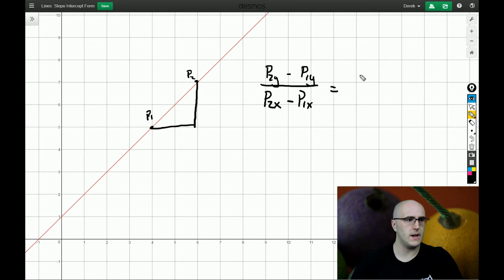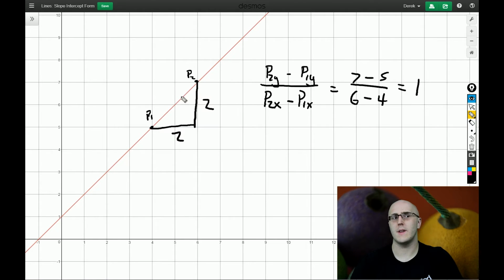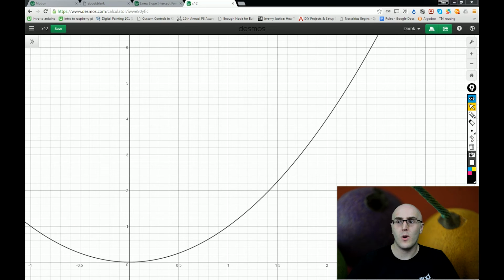In this case, we get 7 minus 5 over 6 minus 4, which comes out to be 2 over 2, or 1. So we go up 2 over 2, and that gives us a slope of 1. Rise over run works well for linear functions like f of x equals x, like we just worked with. But it doesn't work when you move on to higher order polynomials like f of x equals x squared.